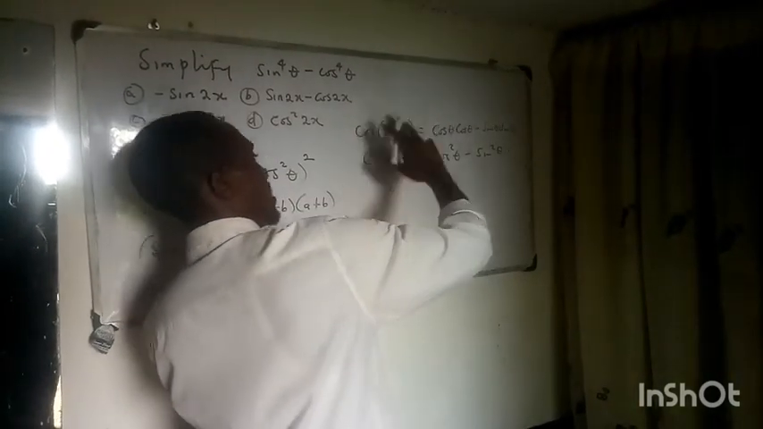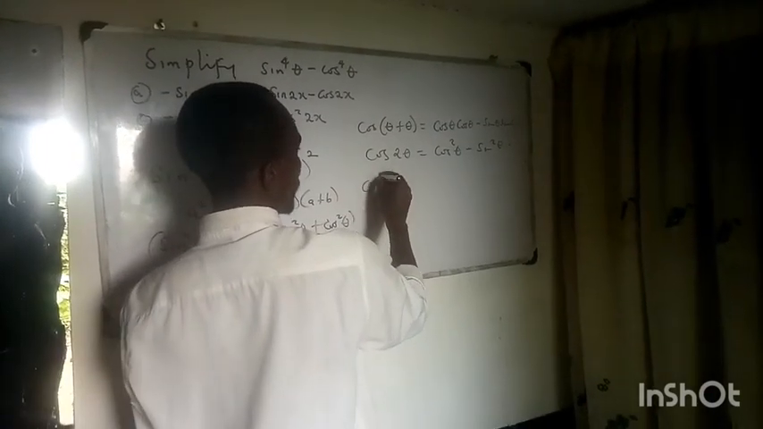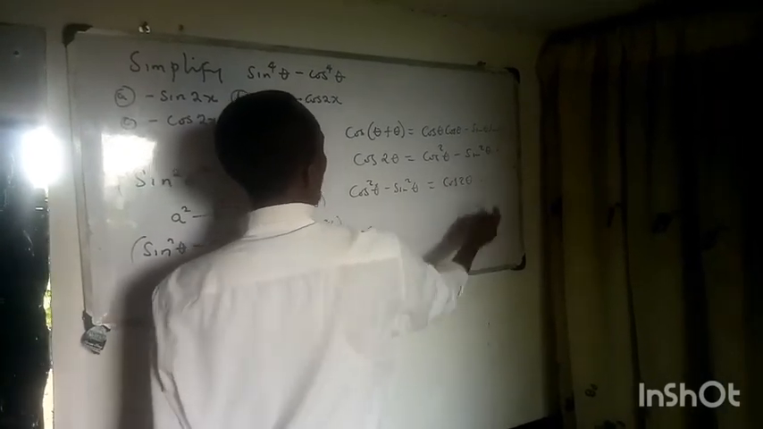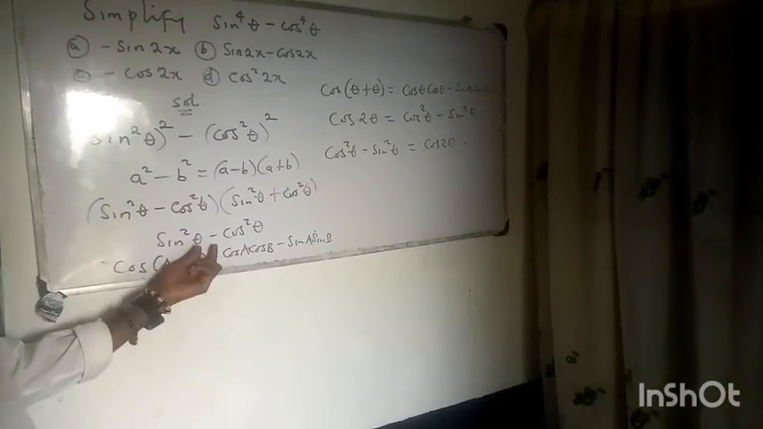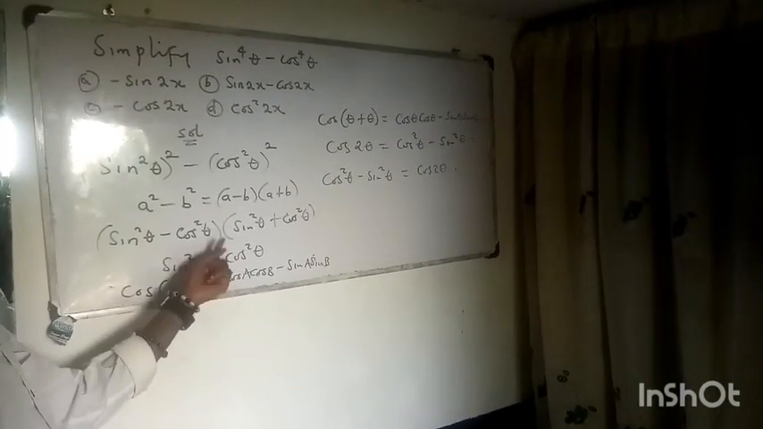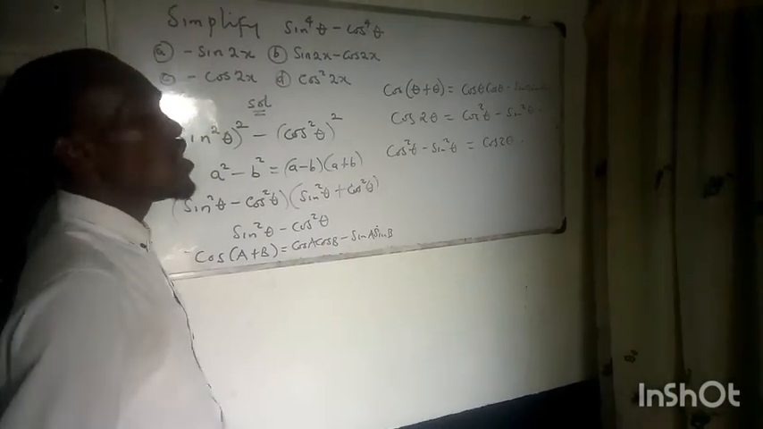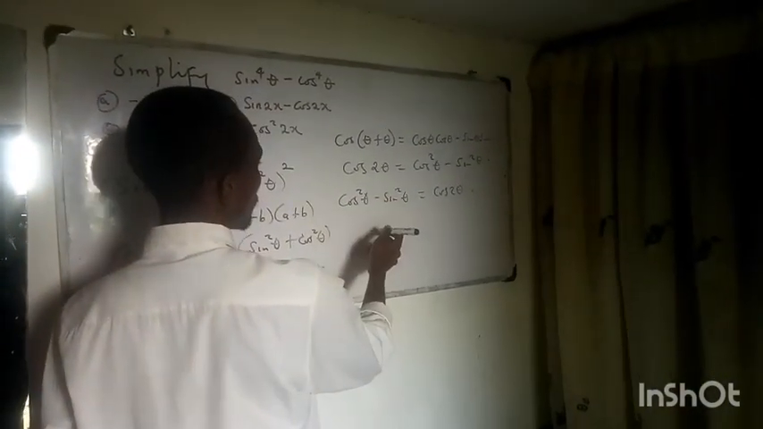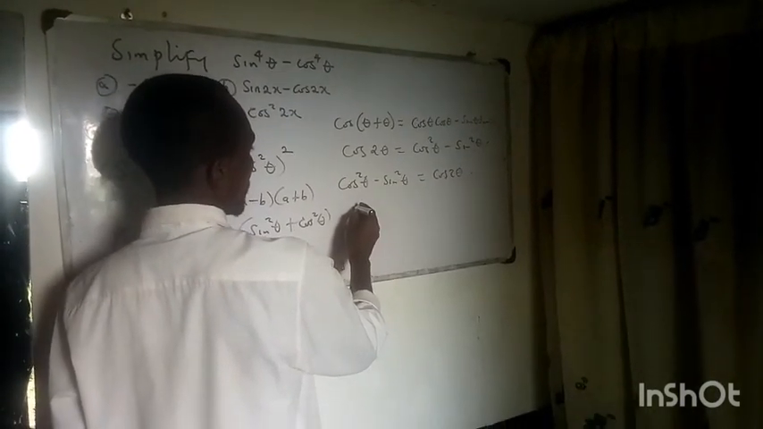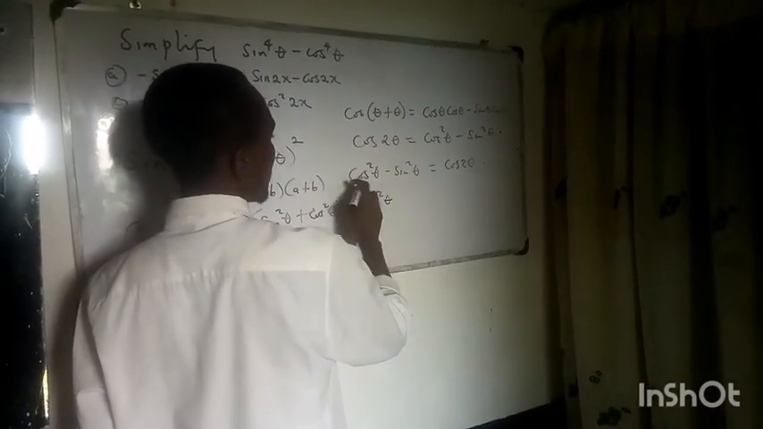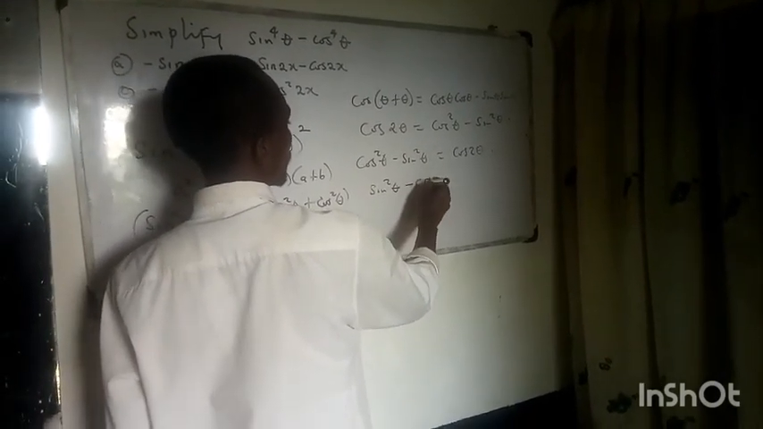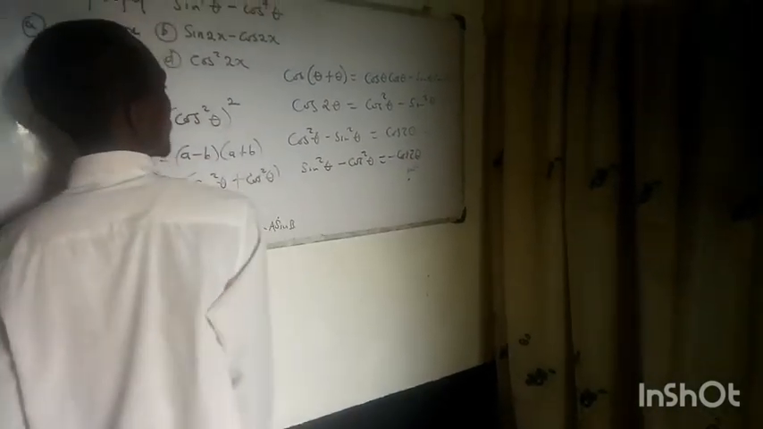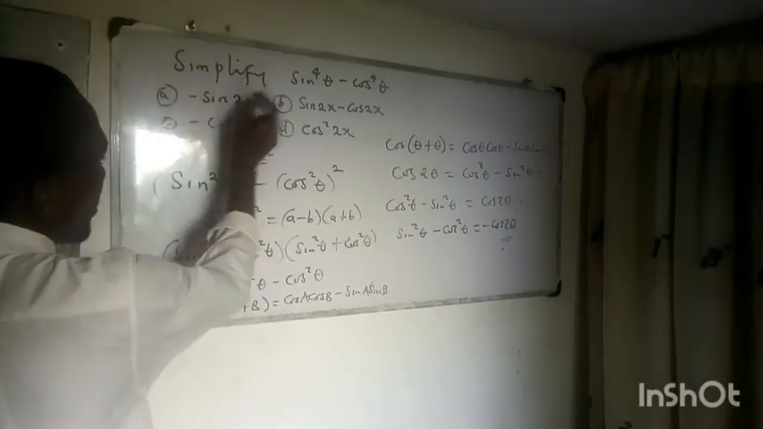Square. Now if I interchange sides, I should have cos square theta minus sine square theta is the same thing as cos 2 theta, but then you can see that our expression is actually sine square theta minus cos square theta, not the other way around. So what I'm going to do is just introduce a negative to both sides of the expression. Now when I introduce the negative to both sides, we have sine square theta minus cos square theta equal to minus cos 2 theta, which seems to be the answer, which is our C.